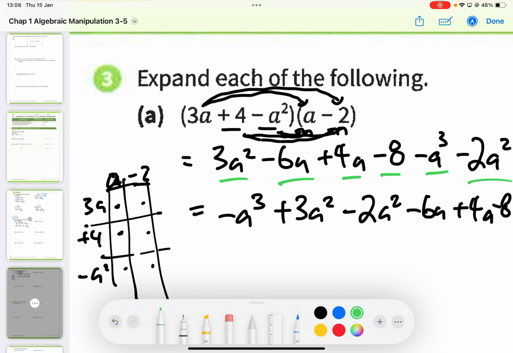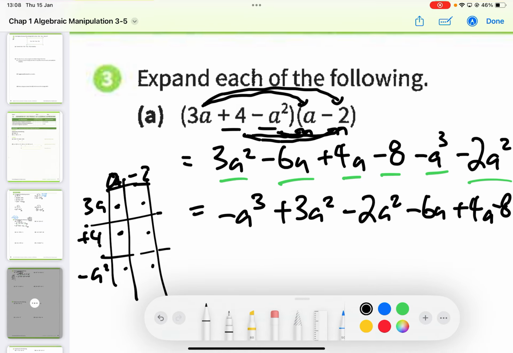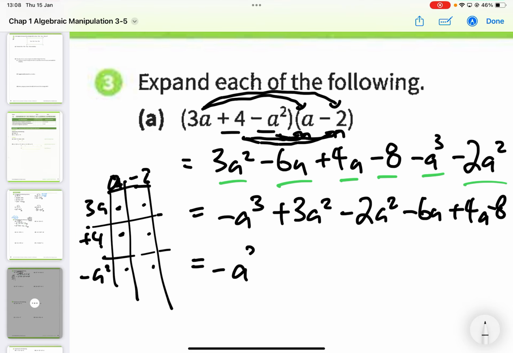Okay? Then a cube, I have nothing to combine with. But for a square term, I add 3 of them, I take away 2 of them. So I'm left with 1a square. For the a term, I -6a +4a. Go back 6 steps, go forward 4 steps, I still have -2 steps. -a. Answer. Okay?